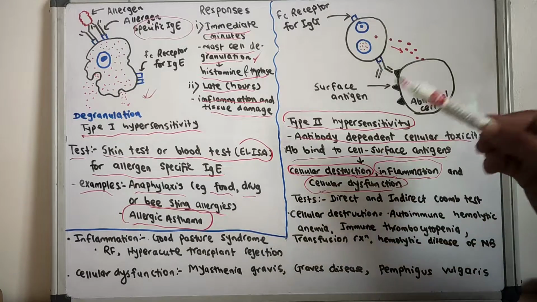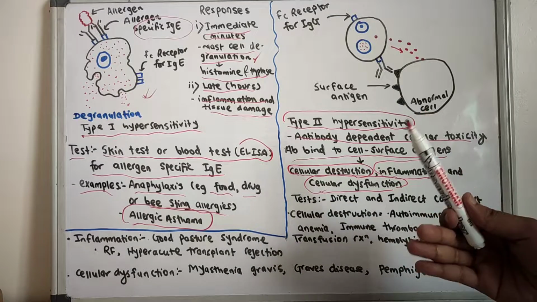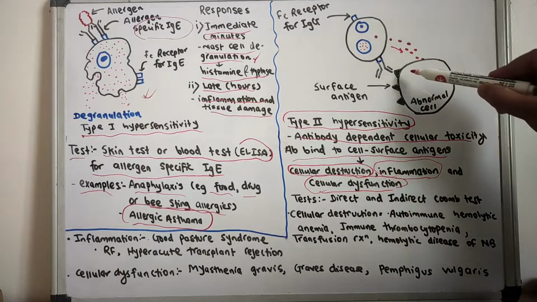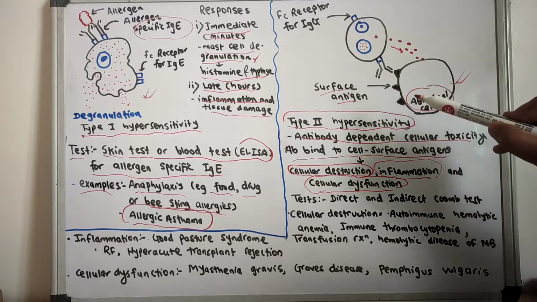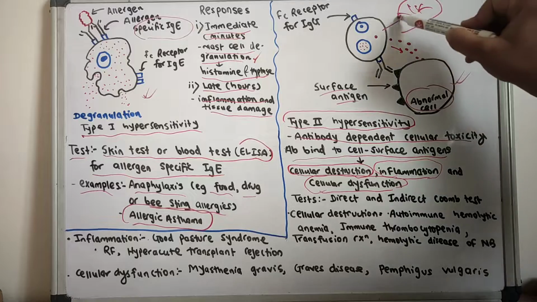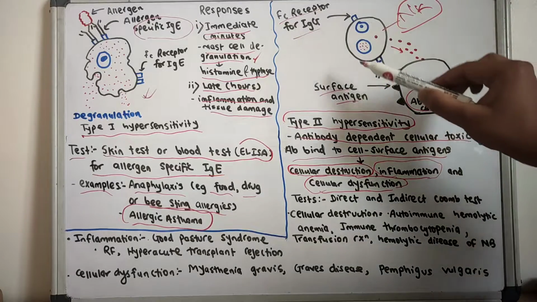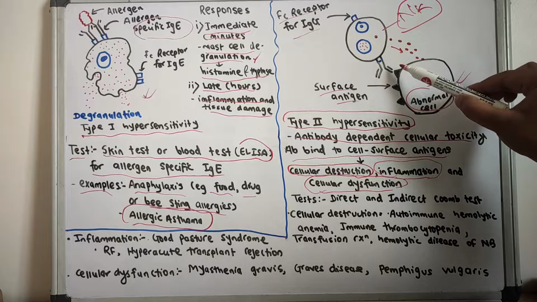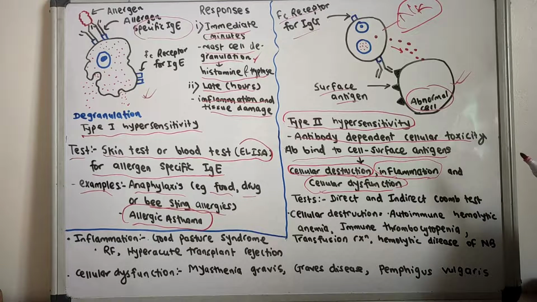And cell dysfunction. The antibodies bind to the cell surface receptor, and abnormal blockade or activation of the downstream process occurs. So for example, any abnormal cell in our body presents a surface antigen, which is recognized by the natural killer cell. This is the natural killer cell. I have already discussed the function of the natural killer cell with you. The natural killer cell has the Fc receptor for IgG, and when the IgG binds to this Fc receptor, this IgG recognizes the surface antigen and binds to that surface antigen, leading to the cellular destruction, inflammation, and cellular dysfunction of that cell.